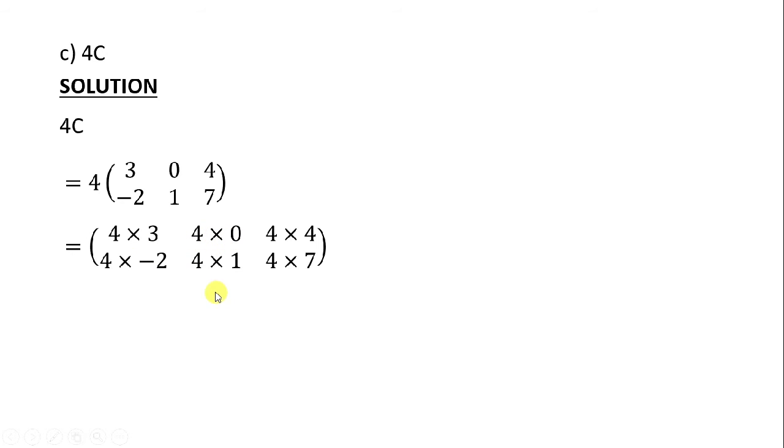4 times 0 will give us 0. 4 times 4 will give us 16. That's our first row. Second row, we have 4 times -2, giving us -8. 4 times 1 will give us 4. 4 times 7 will give us 28. That is our answer. We continue.